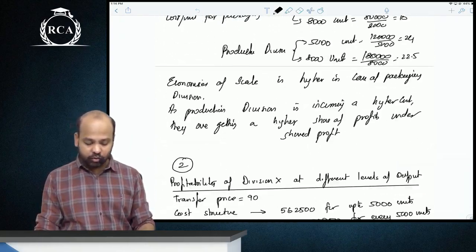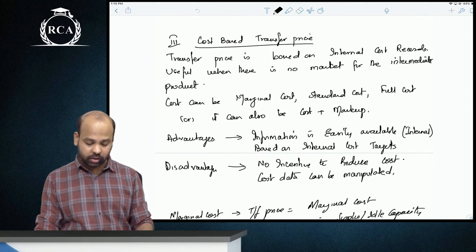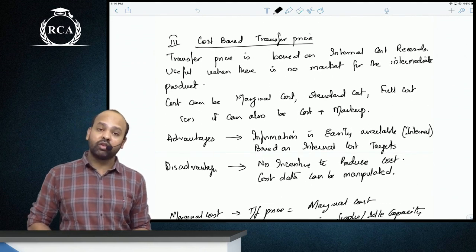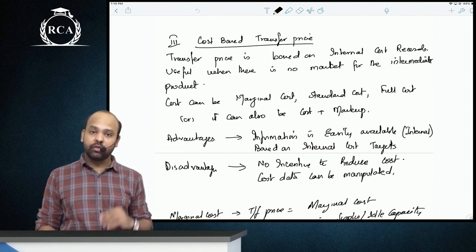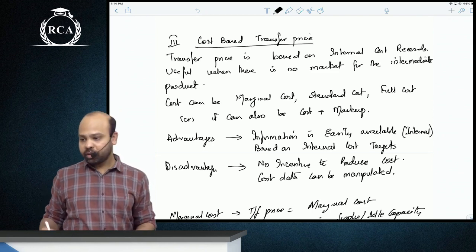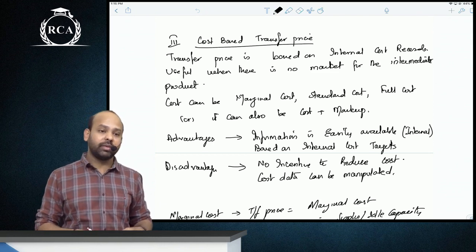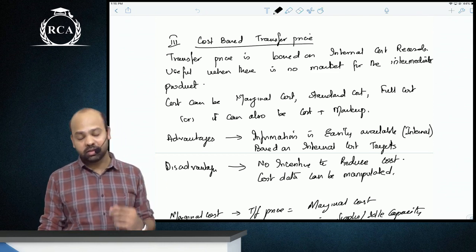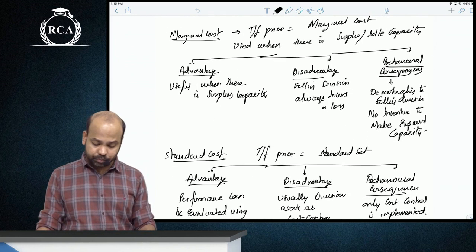After this, we moved on to cost-based transfer pricing methods. Now, transfer pricing is based on internal cost records. One of the biggest disadvantages here is that the cost records can be manipulated, and you need excessive access to the cost details of each division. The advantage is that information is easily available on the cost incurred by each division. This cost can be marginal cost, standard cost, full cost, or cost plus markup.